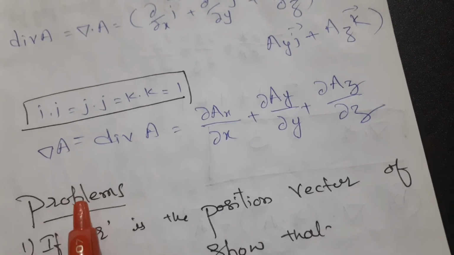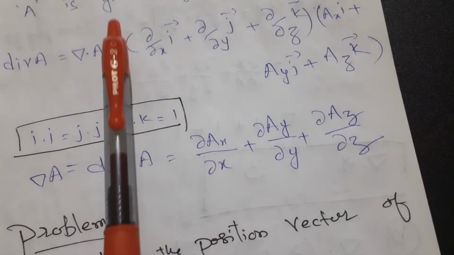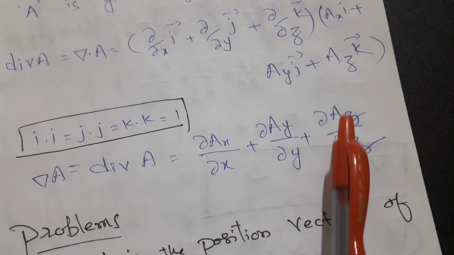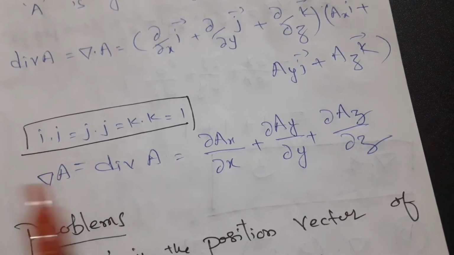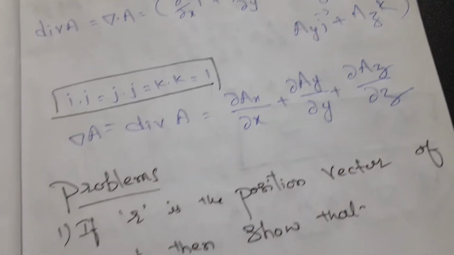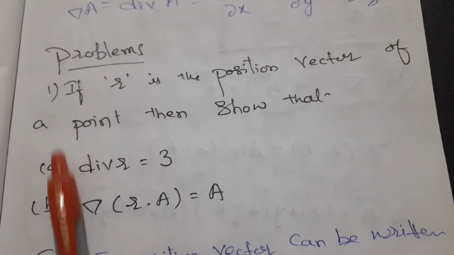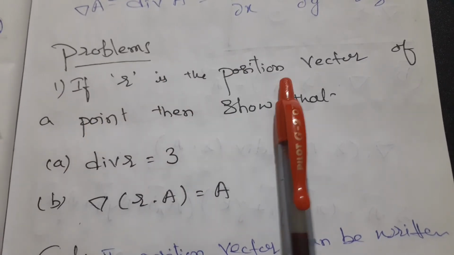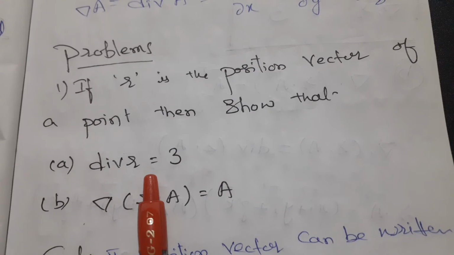So that's why del dot A, or div A, can be written as ∂Ax/∂x plus ∂Ay/∂y plus ∂Az/∂z. So this is about the divergence of a vector field. Now the problems based upon this divergence: here one problem is there. If r is the position vector of a point, then show that div r is equal to 3.